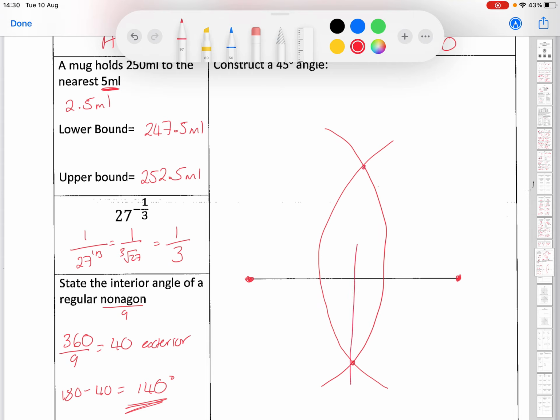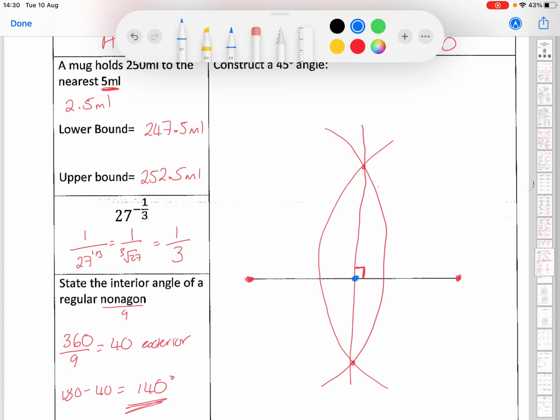Then we're going to join those up. See how it crosses here and here? We're going to join those up with a nice straight line, which is really good. I should be an artist, I know. So that, on yours, hopefully, if you've got a compass, makes a 90-degree angle.